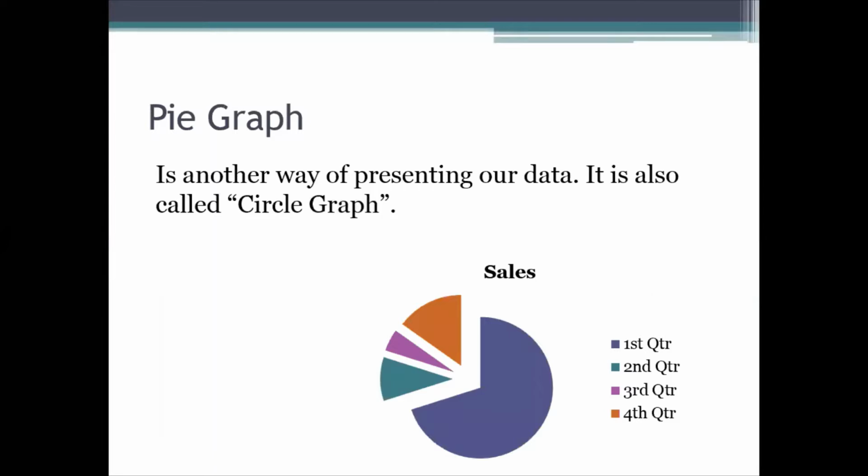A pie graph is another way of presenting our data. It is also called a circle graph. Based on our illustration here below, this is an example of a pie graph. It is called a pie graph because it is just like a piece of pie that is being sliced into different sizes. The other term for the pie graph is a circle graph.